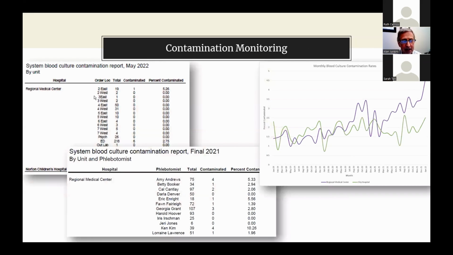But it lets us do things like this. We can put out monthly reports by unit with contamination rates. We can put out reports by the actual phlebotomist, what their contamination rates are. And we can follow contamination rates over time. Here's a couple of fake hospitals with their contamination rates changing.